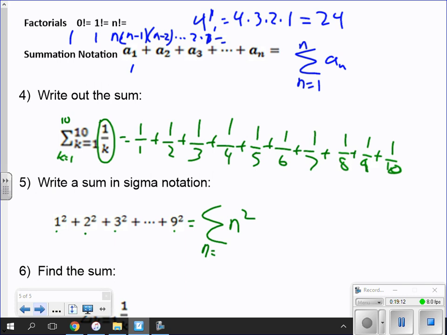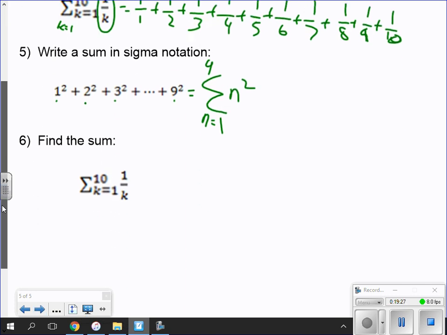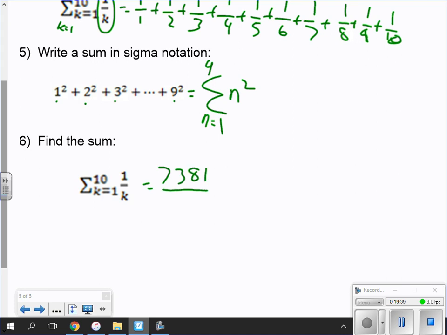And going from n equals, what's the first number I have? I have 1, and my last number is 9. So I'm going from 1 to 9. I'm squaring each one of them. 1 squared plus 2 squared plus 3 squared and so on, all the way up to 9 squared. I want to add them all together. So find the sum. You take what I wrote up above, and you add them all together. Use your calculator, please. Don't do it by hand. You really, really don't want to do it by hand.